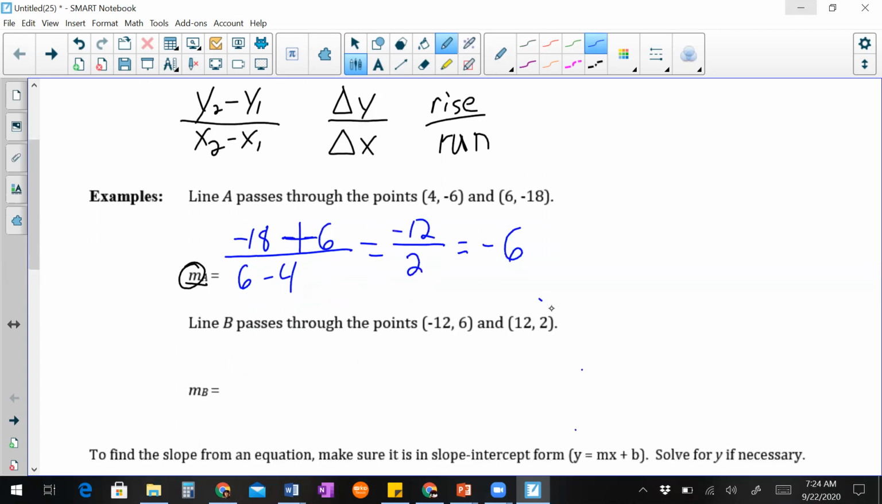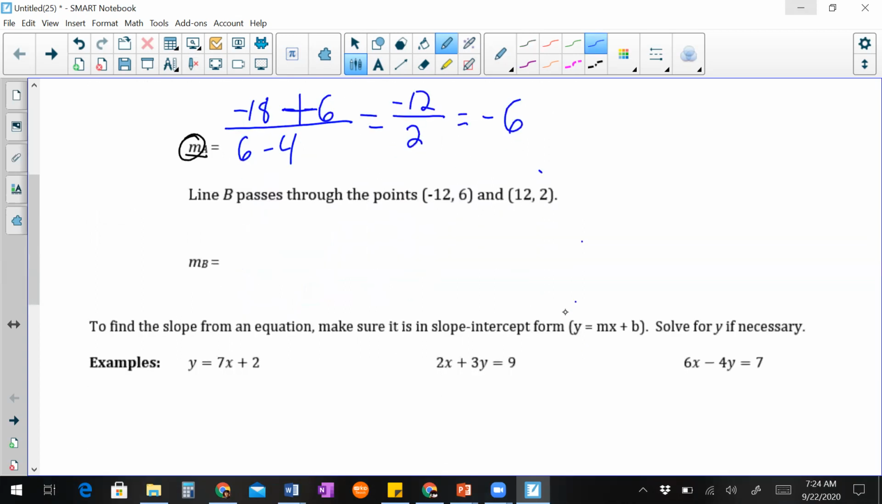All right, next, line B passes through points 12, 6 and 12, 2. Once again, let's do our calculations. So y2 minus y1 over x2 minus x1. All right, 2 minus 6, -4, over 12 minus -12. So change the subtraction to addition, change the sign of the second number. So 12 plus 12, so 24.